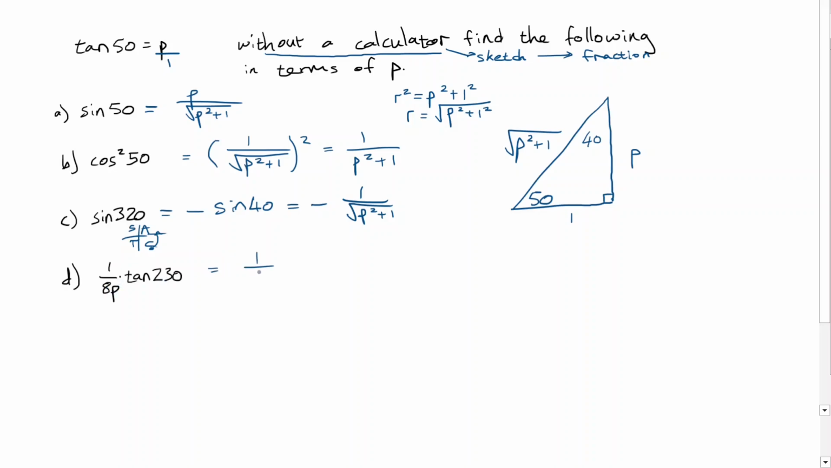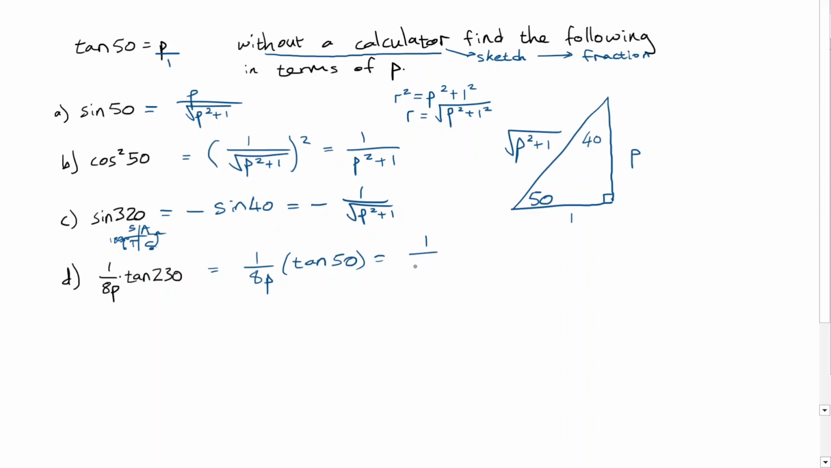Last one, what is 1 over 8p times tan 230? So that will be 1 over 8p. Tan 230 is too big. I'm going to reduce it. 230 is about here. What is tan in the tan quadrant? It's just positive. And how far is it back to the nearest x? So it's just 230 is 50 away from 180. And so what is tan when I look from 50? Opposite over adjacent, it's just p.